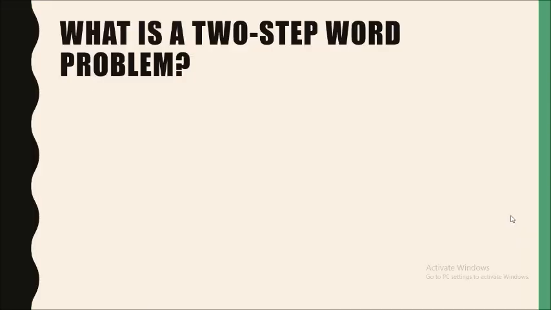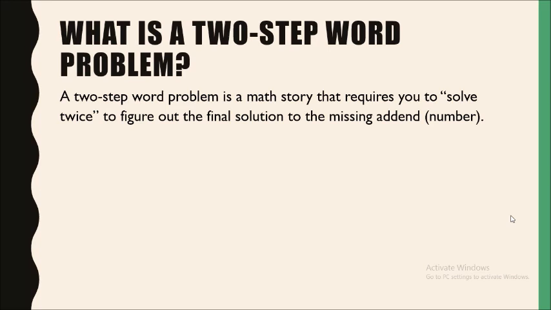What is a two-step word problem? A two-step word problem is a math story that requires you to solve twice to figure out the final solution to the missing add-in or number. Let's take a look at the following number sentence.